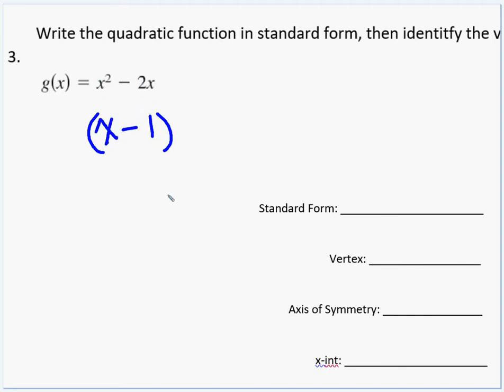But if we FOILed that out, we would have last times last would be a plus 1. So we add a plus 1 to get this factorization to work, and to keep it balanced, we're going to minus a 1.